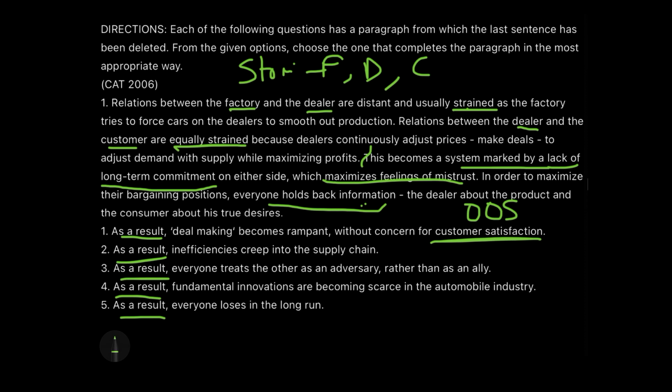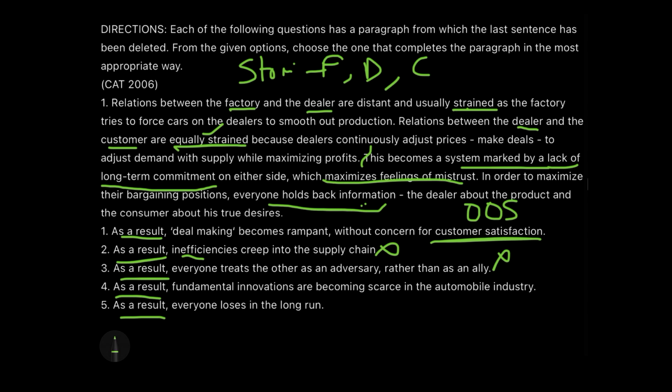Second is, as a result, inefficiencies creep into the supply chain. Inefficiencies are already there in the supply chain. We don't need it more. Then, as a result, everyone treats the other as an adversary rather than an ally. That means friends and enemies. Are we actually talking about friends and enemies anymore here? We already know the relations and we are not making a comparison of the relations. All the relations are strained, equally strained. So no comparison between friend and enemy.